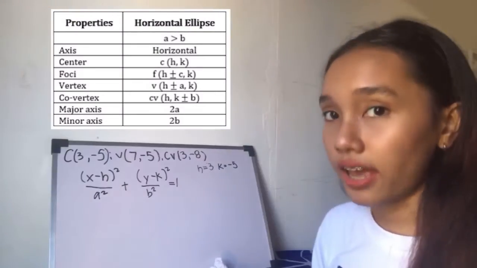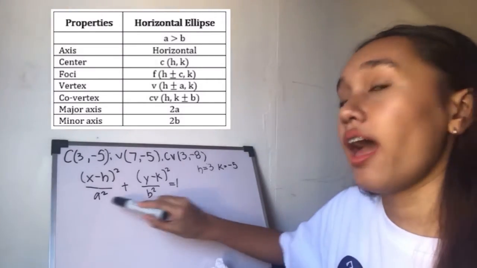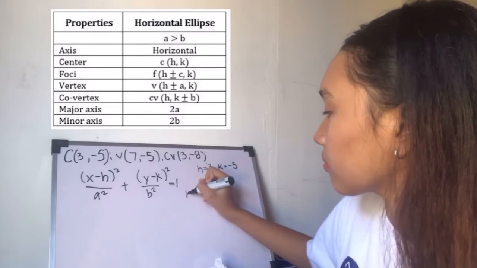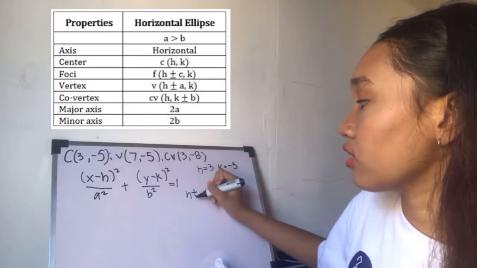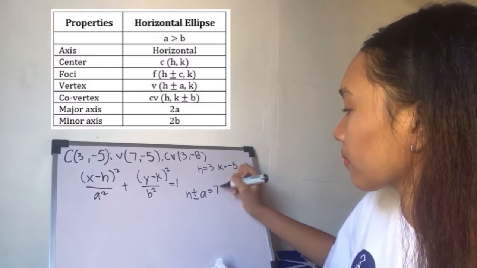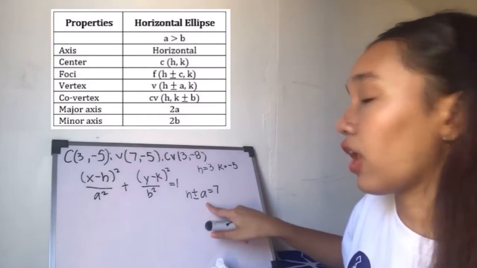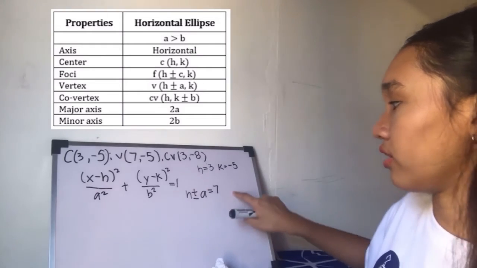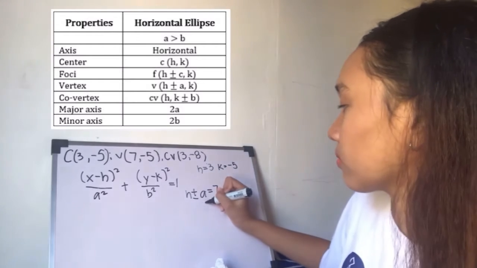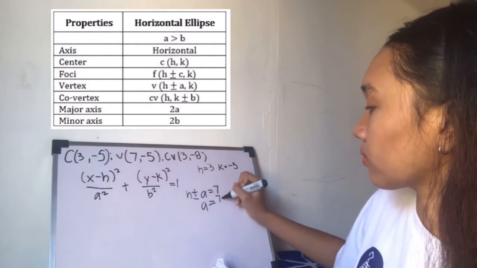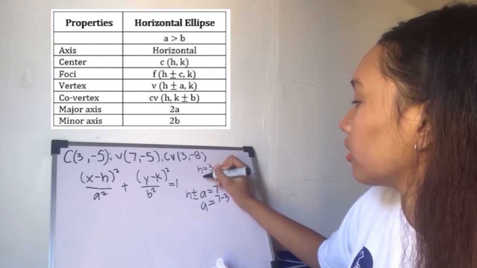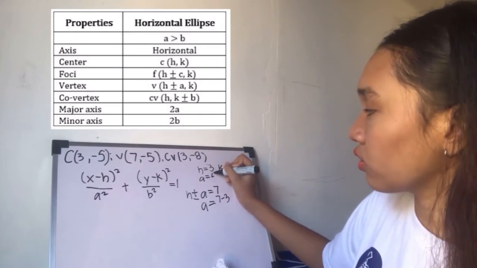Next, we are going to find the value of a and b. To find the value of a, we can use the vertex. h plus or minus a is equal to 7. We are going to move the h to the other side. The value of h is 3, so it will be negative 3. And 7 minus 3 is equal to 4. That means our a is equal to 4.